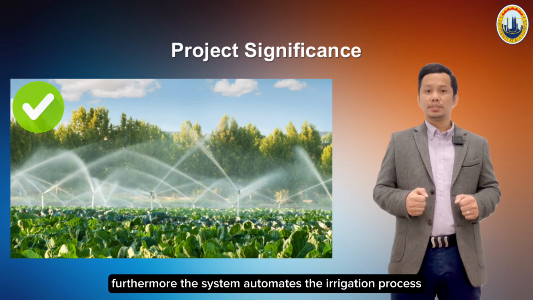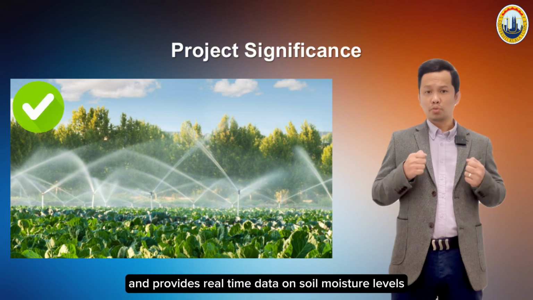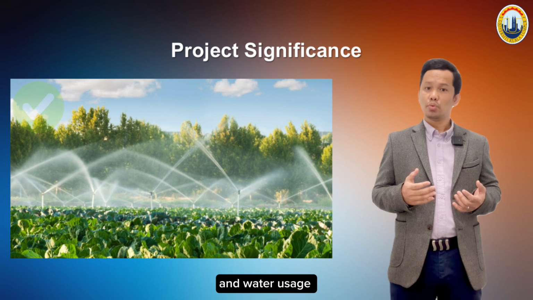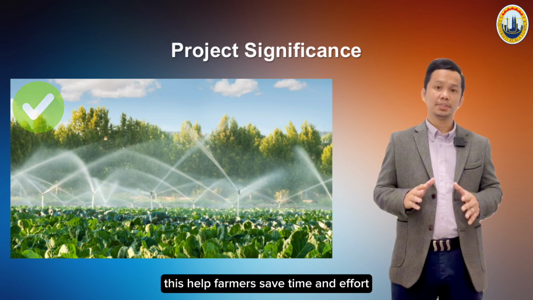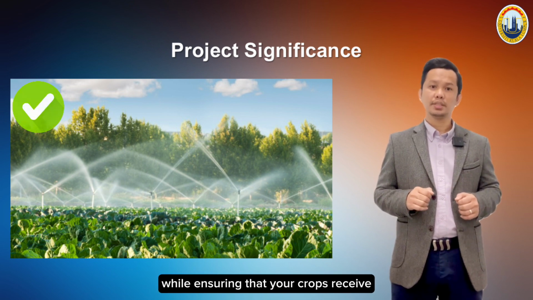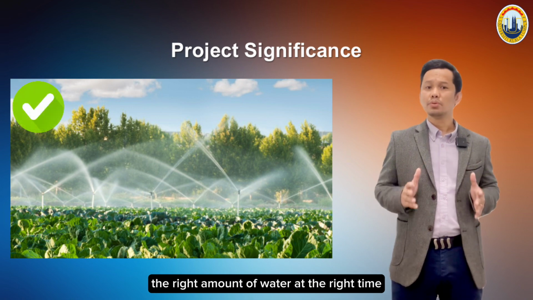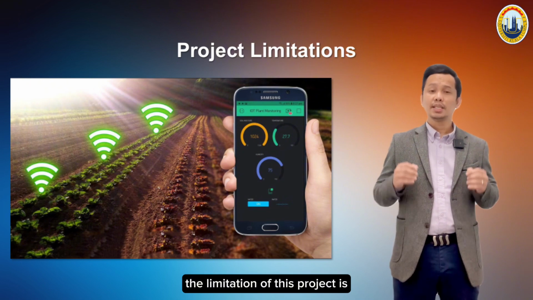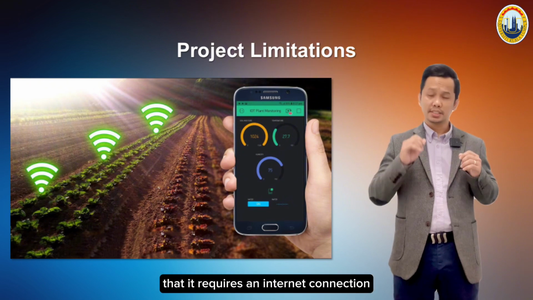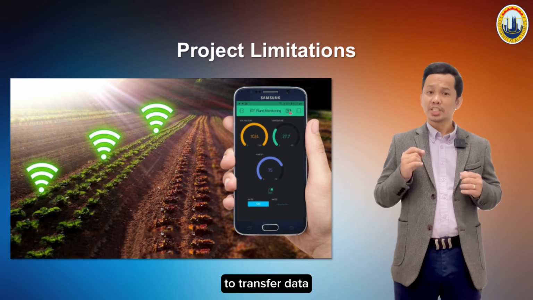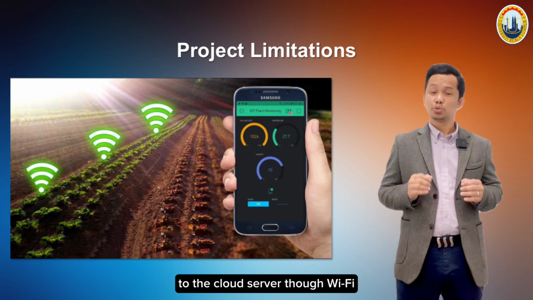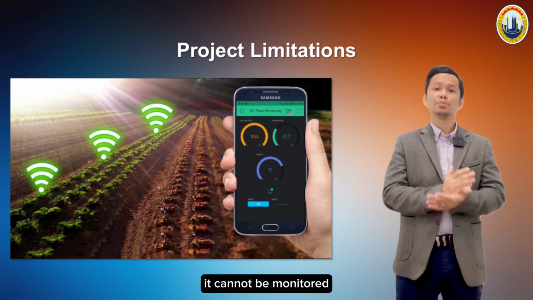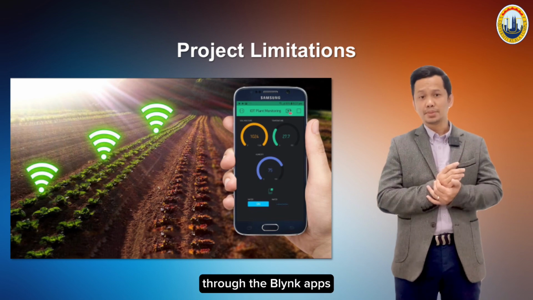Furthermore, the system automates the irrigation process and provides real-time data on soil moisture level and water usage. This helps farmers save time and effort while ensuring that their crops receive the right amount of water at the right time. The limitation of this project is that it requires an internet connection to transfer data to the cloud server through Wi-Fi. Although the device will still function, it cannot be monitored through the Blink apps.